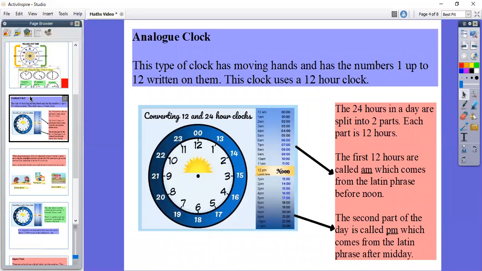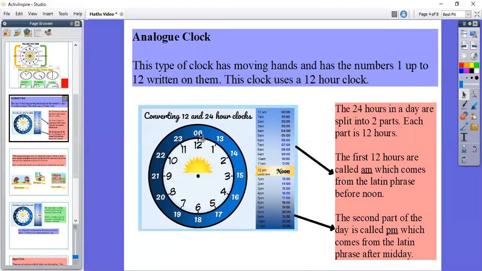Okay, so an analog clock. This type of clock has moving hands and has the numbers 1 up to 12 written on them. This clock uses a 12-hour clock. Now here is an example of a 12-hour analog clock. Here on the inside, I've got my 12 numbers. Then on the outside, there are a few larger numbers. Now we need to think, what are those larger numbers?